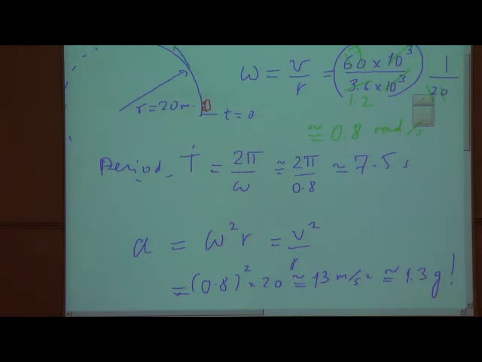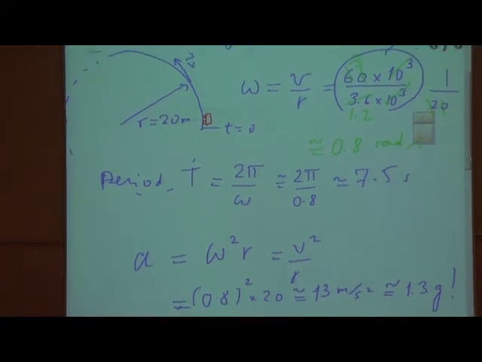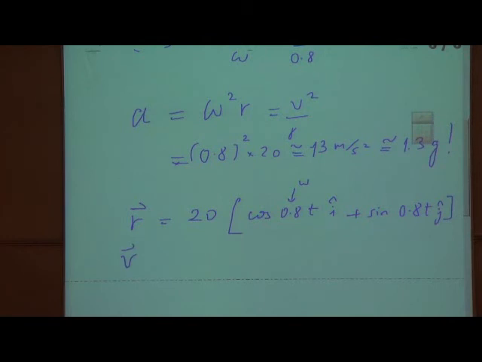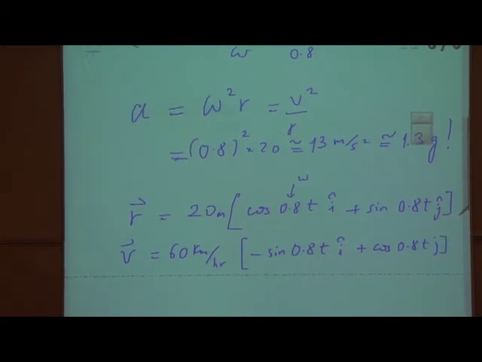And here is your velocity vector. Now let me also calculate the velocity vector. The velocity vector is just the speed, which was 60, I'll give it in the usual units, 60 kilometers per hour. This is 20 meters. Times, we found that the x component of the velocity direction is minus sine omega t. So it's minus sine 0.8 t plus cos 0.8 t. Okay?